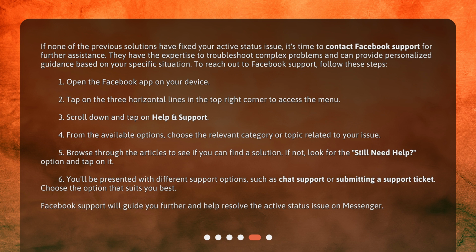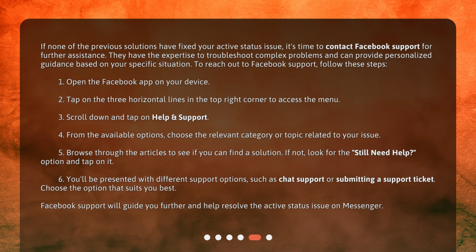1. Open the Facebook app on your device. 2. Tap on the 3 horizontal lines in the top right corner to access the menu. 3. Scroll down and tap on Help and Support. 4. From the available options, choose the relevant category or topic related to your issue. 5. Browse through the articles to see if you can find a solution.